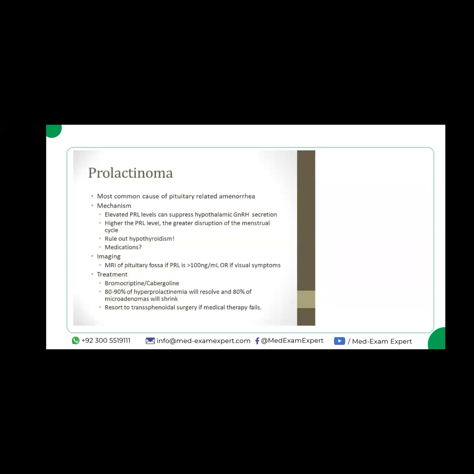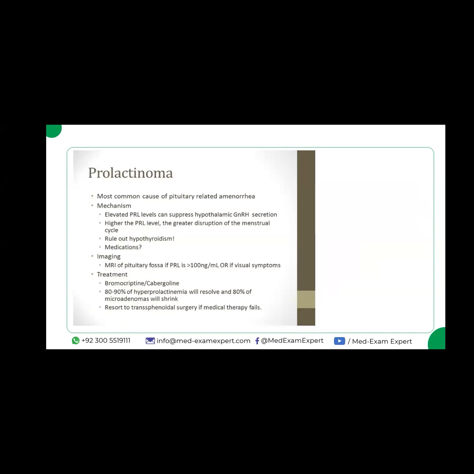Prolactinoma is the most common cause of pituitary-related amenorrhea. Elevated prolactin level can suppress the hypothalamic gonadotropin-releasing hormone secretion, so there is greater disruption of the menstrual cycle. The most important thing is to rule out hypothyroidism and medication use in these patients.